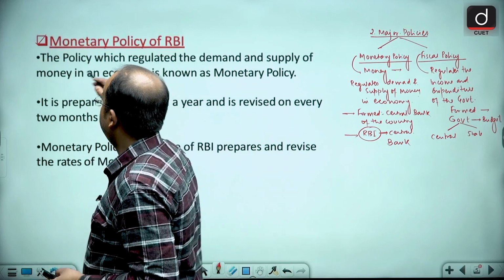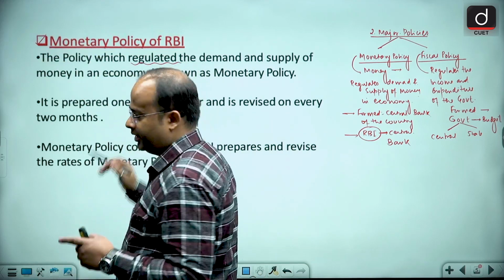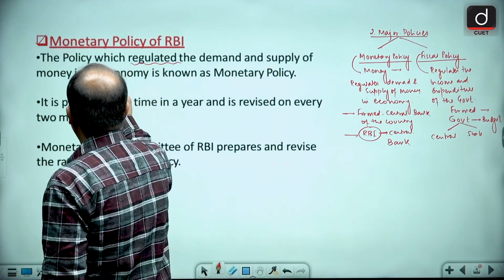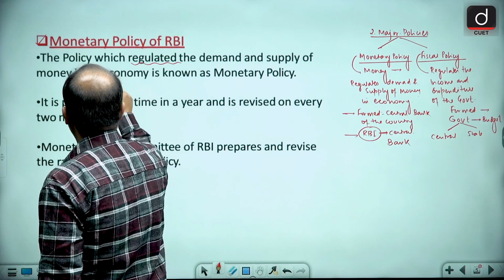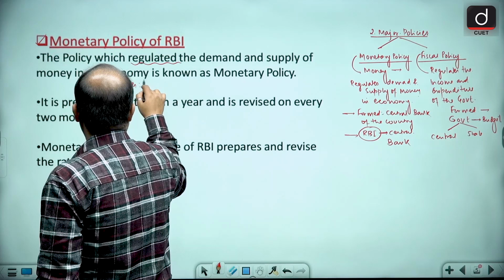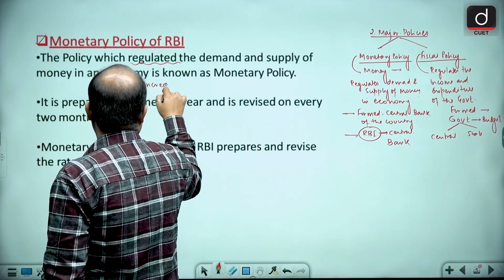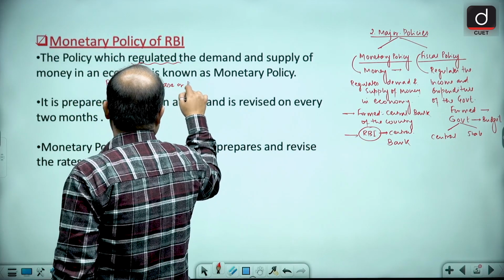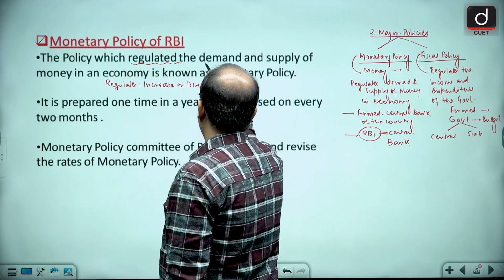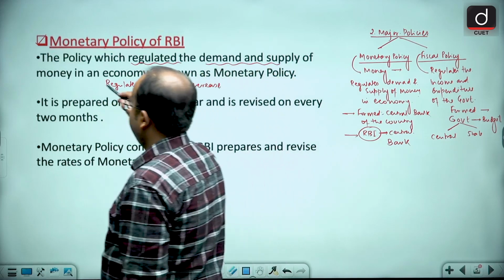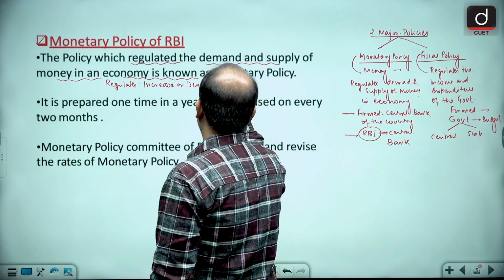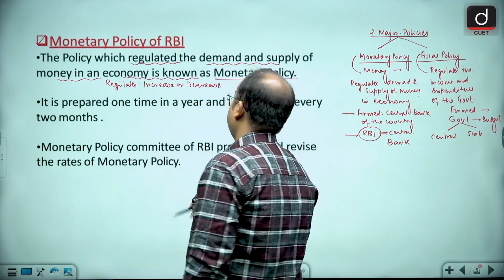That I have told you, the policy that regulates. Regulates means to increase or decrease. So regulate simply means increase or decrease the demand and supply of money in an economy. To increase or decrease the demand and supply of money in economy, it is called monetary policy.